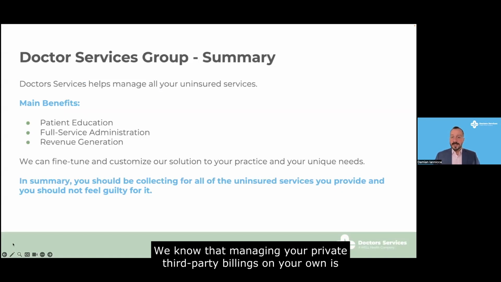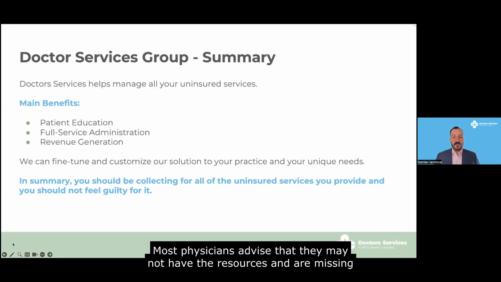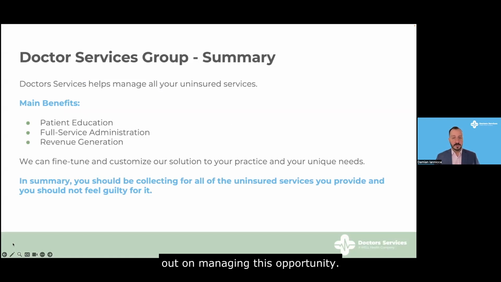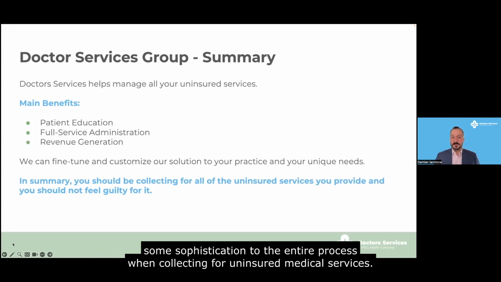We know that managing your private third-party billings on your own is extremely time-consuming for you and your staff. Most physicians advise that they may not have the resources and are missing out on managing this opportunity. Working with Doctor Services Group, we take it all off your plate and add some sophistication to the entire process when collecting for uninsured medical services.